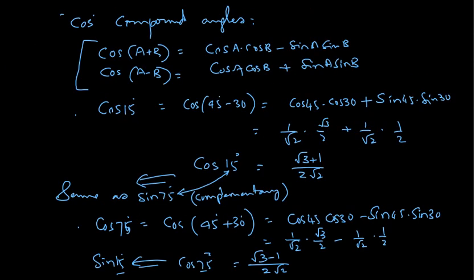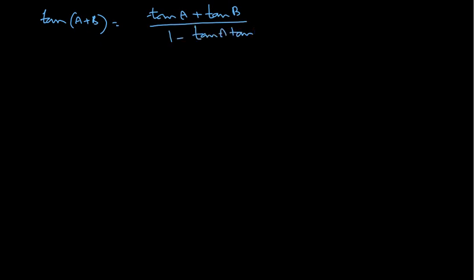So we have done this with two formulas, sine and cos. Next one would be tan, tangent. Tan(A+B) equals tan A plus tan B divided by 1 minus tan A tan B. It's a different formula. And tan(A−B) equals tan A minus tan B, the signs will change, divided by 1 plus tan A tan B.